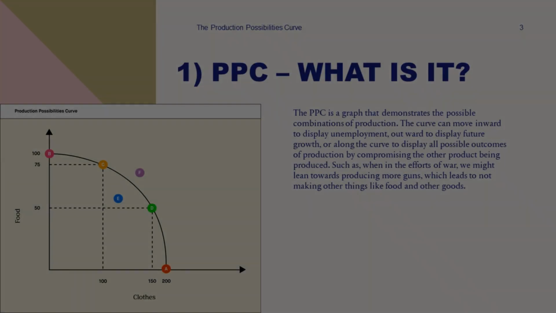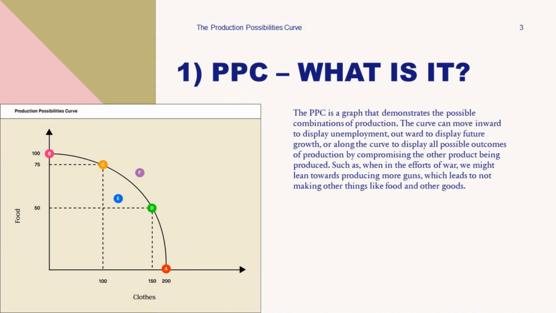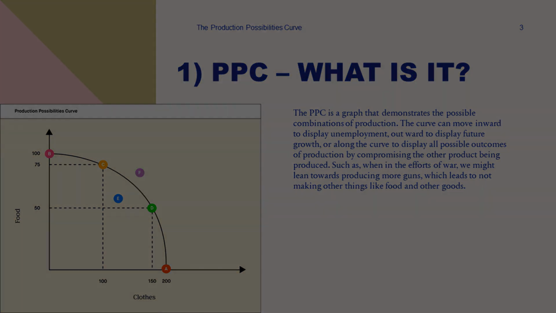What is the PPC curve? The production possibility curve is a graph that demonstrates the possible combinations of production in an economy. The curve can move inward to display unemployment, outward to display future growth in the economy, or along the curve to display all the possible outcomes of means of production in the economy, such as in efforts of war, we might lean towards making more guns than anything else.